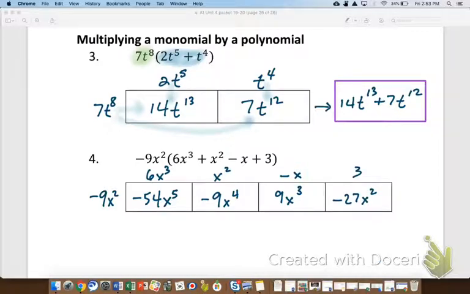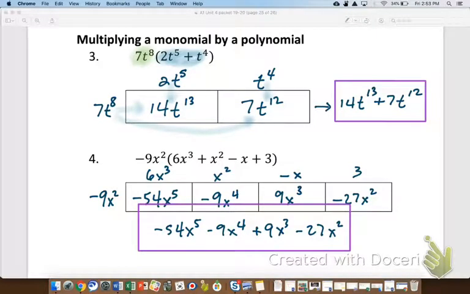Okay, you guys, I hope you trust that I'll be honest with you. You guys are doing great. Keep it up. It's really, really good. So my final answer here, I'll just write it outside the box, would be the customary way to do this. Negative 54x to the 5th minus 9x to the 4th plus 9x cubed minus 27x squared. Okay, and that'd be our final answer. Put it in a box. We're done.